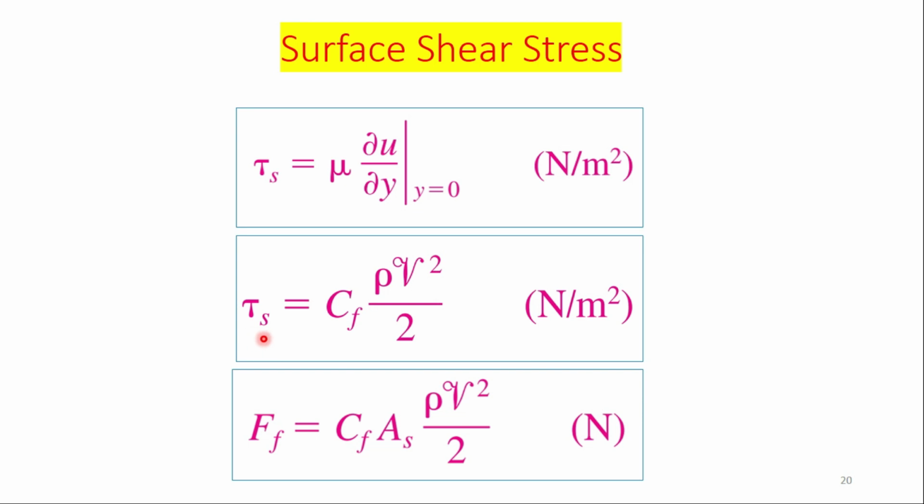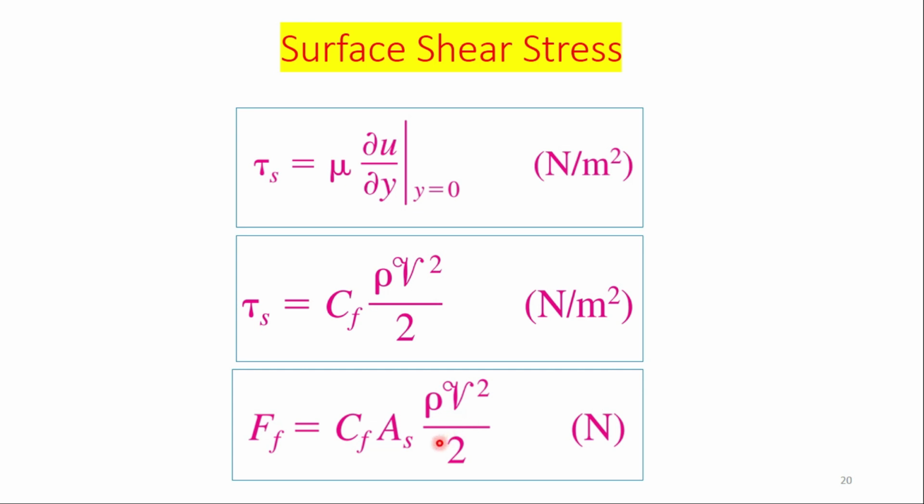So this shear stress is simply the force per unit area. If we replace this shear stress with the force per unit area, the area will be multiplied on the right hand side. So this third expression is the extended form of this second equation. It can be used to determine the friction force when the fluid flows over a particular surface, and this is known as the friction coefficient. It is unitless. This A_s is the surface area over which the fluid is moving. This is the density of the fluid and the velocity of the fluid.